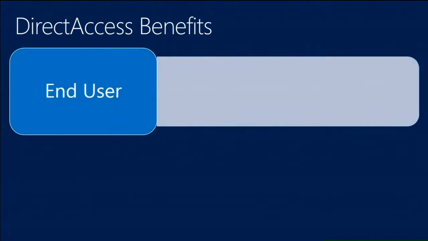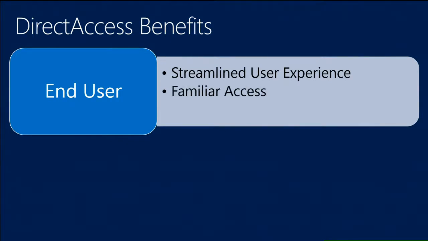Now, some of the benefits of deploying direct access from an end user perspective: a much more streamlined experience. Your users access data, applications, and resources on the corporate network in the same way outside the network as they do inside the network. So however they get to your intranet applications when they're sitting in their cubicle is the same way they access that application, using the same host names and the same URLs, at a coffee shop, at home, at a meeting, at a hotel. It doesn't matter. They access them in the same exact way.